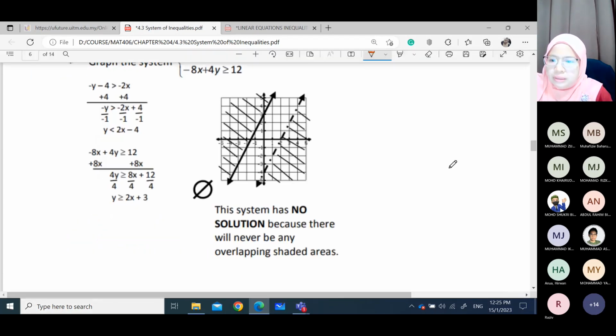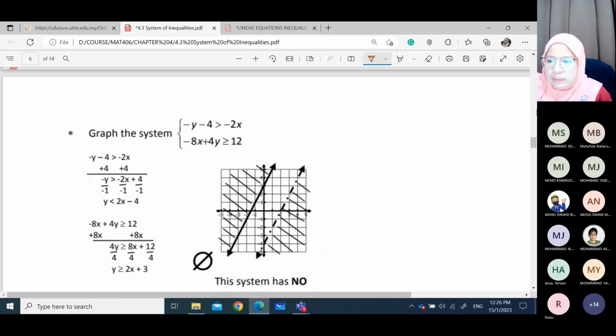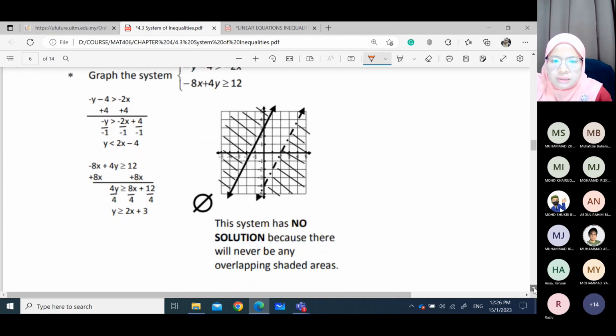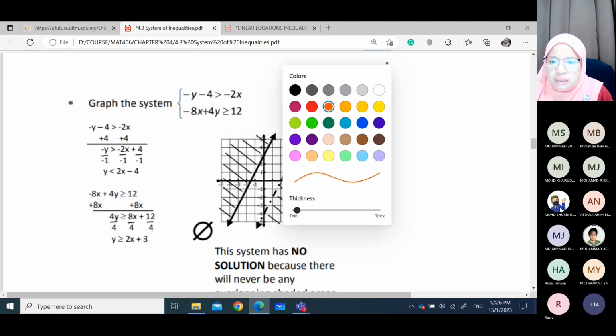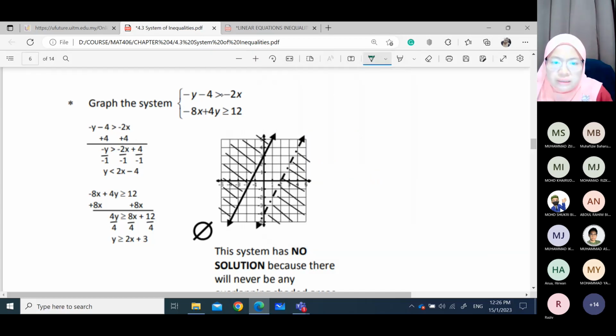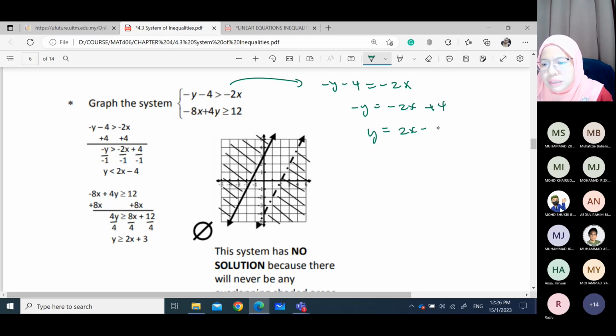Kenapa dia tak ada solution? Right, kita tengok yang ini. Okay, so this is the graph systems, which is negative y minus 4 greater than negative 2x. Okay, so the equation is based on this one. Negative y minus 4 equal to negative 2x. Okay, so negative y equals negative 2x plus 4. So y is equivalent with 2x minus 4.